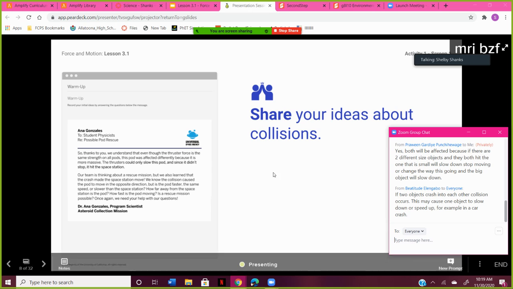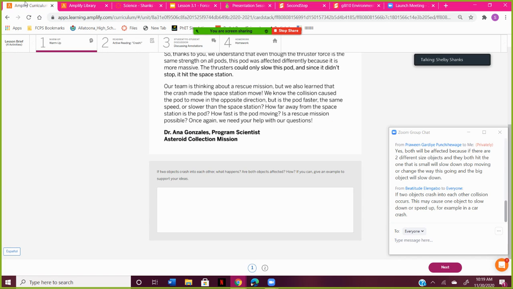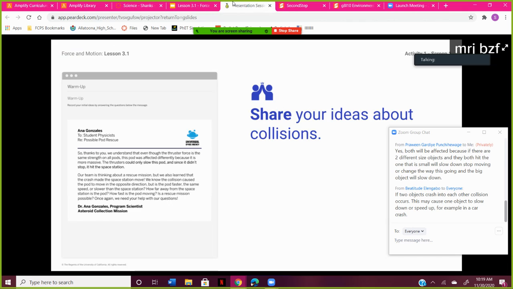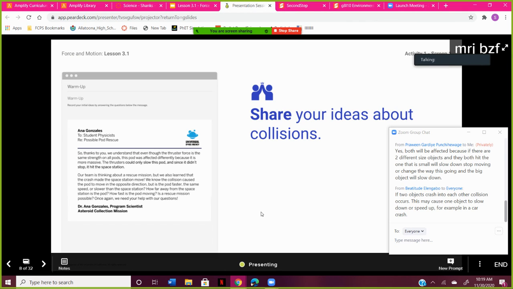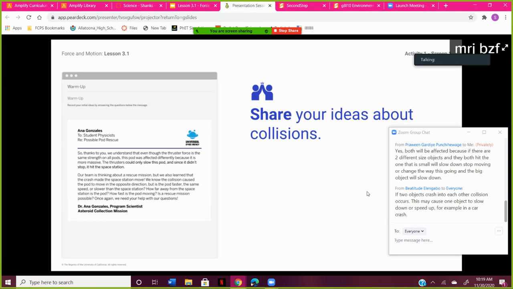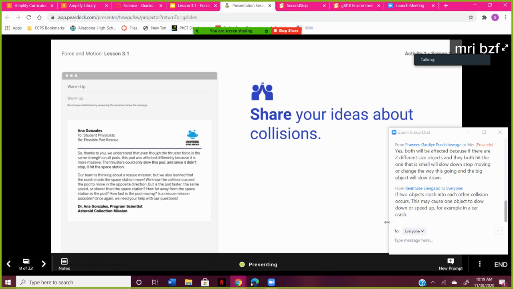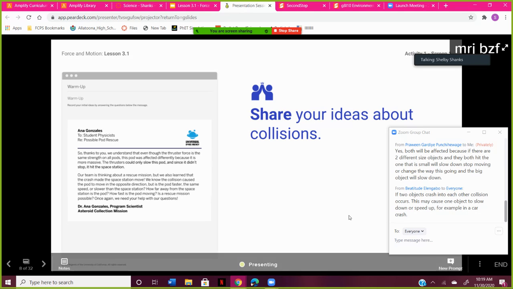Anybody else? What happens during a collision? Are they both affected, and how? All right, nobody else, just two people? Nobody knows what happens when two objects crash into each other?